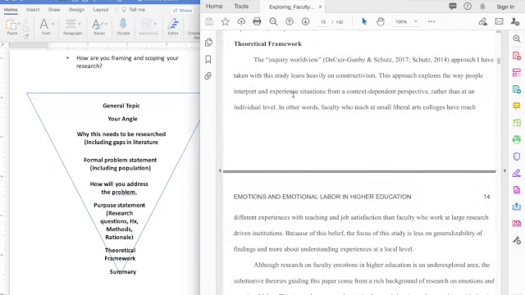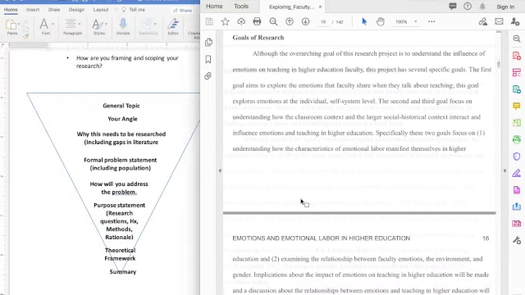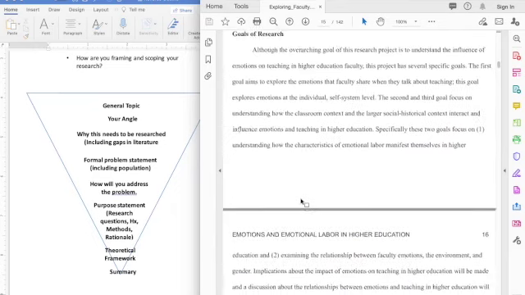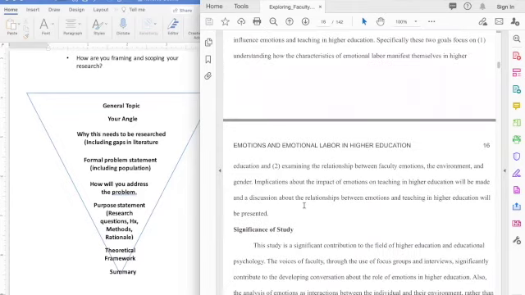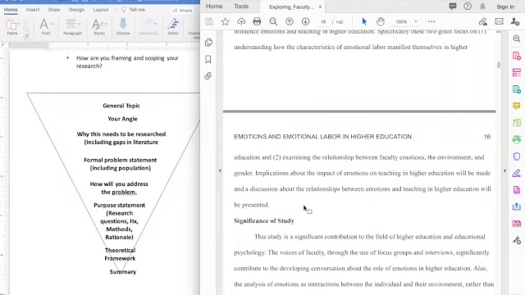And I'm not going to read this to you. I just wanted to point that out. I'd actually argue in these next few section headings that she takes the purpose statement apart. So she's got the theoretical framework, which is how we're going to look at this. This is the lens I'm using. These are the goals of the research. So she talks about what her goals are. And she says that these 2 goals are focusing on understanding how the characteristics of emotional labor manifest themselves in higher education. And 2, examining the relationship between faculty emotions, the environment, and gender. Those are probably a setup for her research questions.